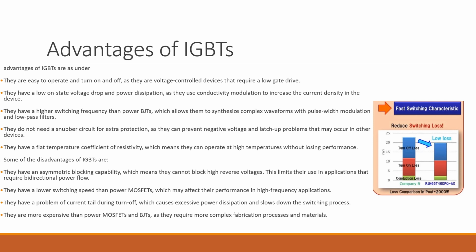Some of the disadvantages of IGBTs are: they have an asymmetric blocking capability, which means they cannot block high reverse voltages. This limits their use in applications that require bidirectional power flow. They have a lower switching speed than power MOSFETs, which may affect their performance in high-frequency applications.